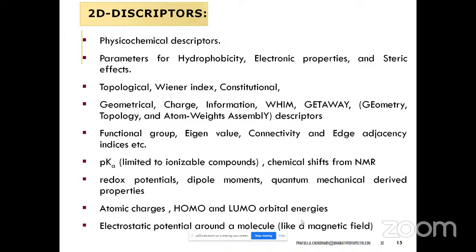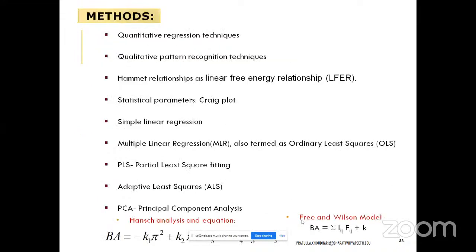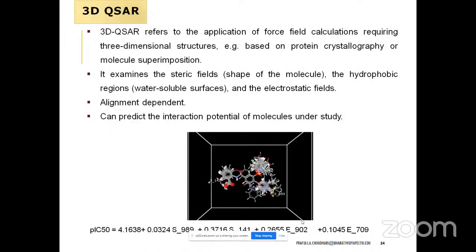Now, what are the different 2D descriptors? I have enlisted n number of descriptors, that is physiochemical descriptor, Wagner index, functional group property, eigenvalue, connectivity, and all those things over here. And what are the different methods of 2D QSR? That is the quantitative regression techniques, pattern recognition, Hammett relationship, simple linear regression, PLS, PCA, that is the principal component analysis. Next comes the 3D QSR, which is nothing but the three-dimensional QSR, which can predict the interactive behavior of the molecule under study. Here, the alignment of the molecule is a prerequisite, that alignment should be there.